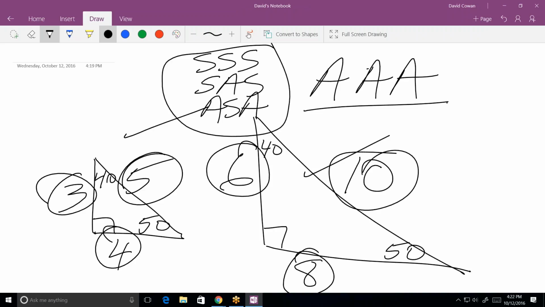It's impossible to be congruent, which essentially means equal, without having the two triangles be similar.